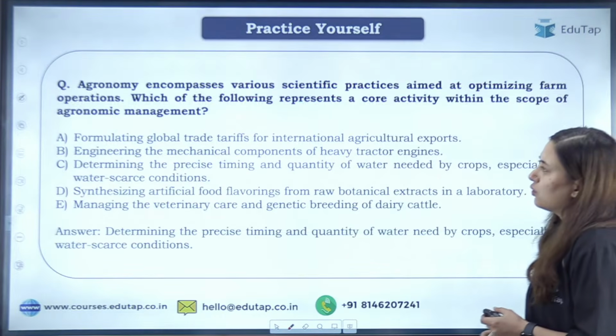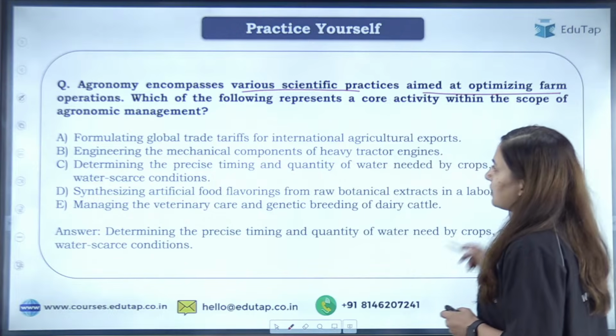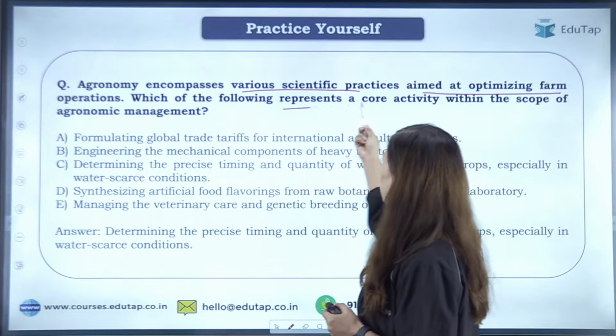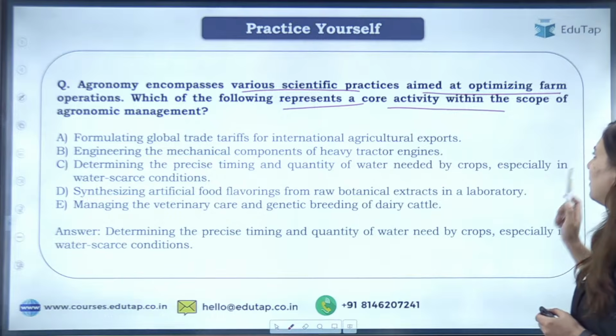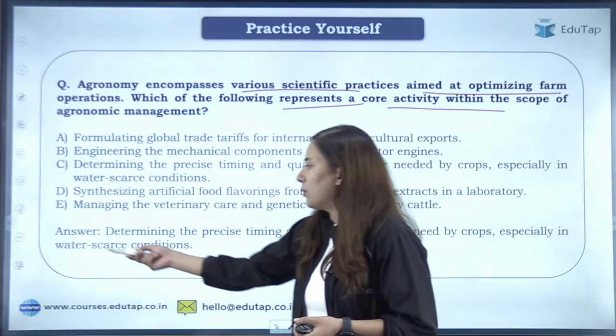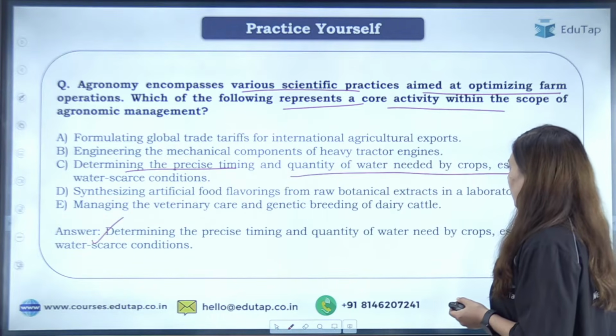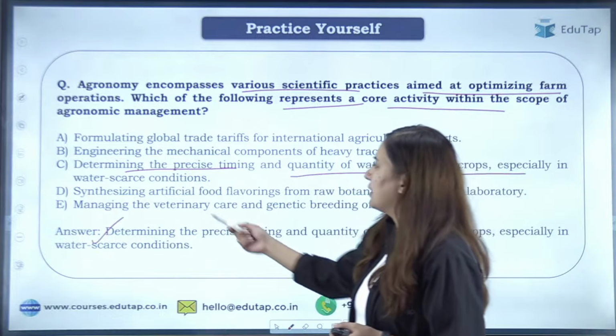Okay, coming to the second question, agronomy encompasses various scientific practices aimed at optimizing farm operations. Which of the following represents a core activity within the scope of agronomic management? So students, the answer will be option C, which is determining the precise timing and quantity of water needed by the crops, especially in water scarce conditions.